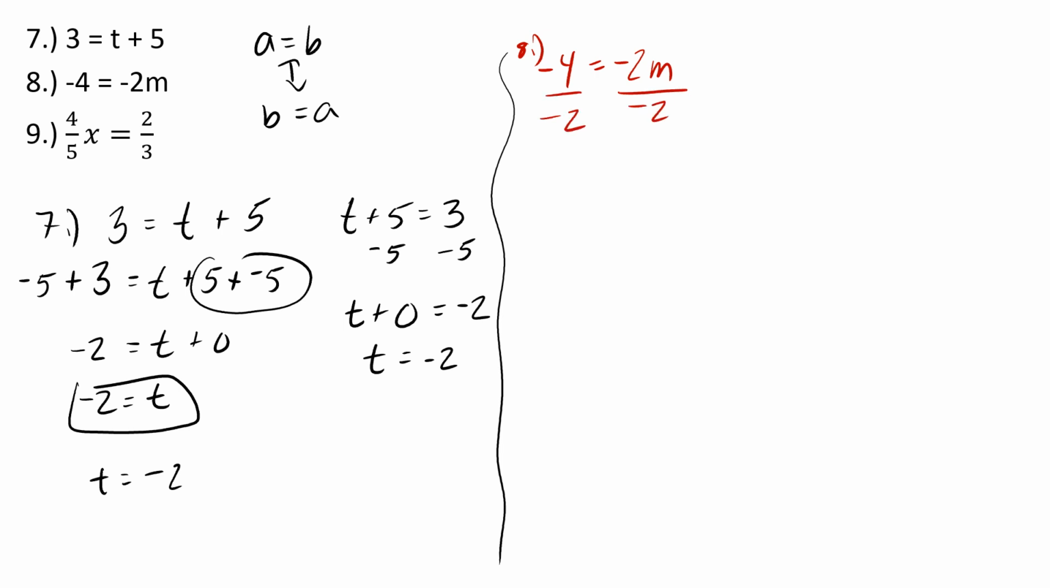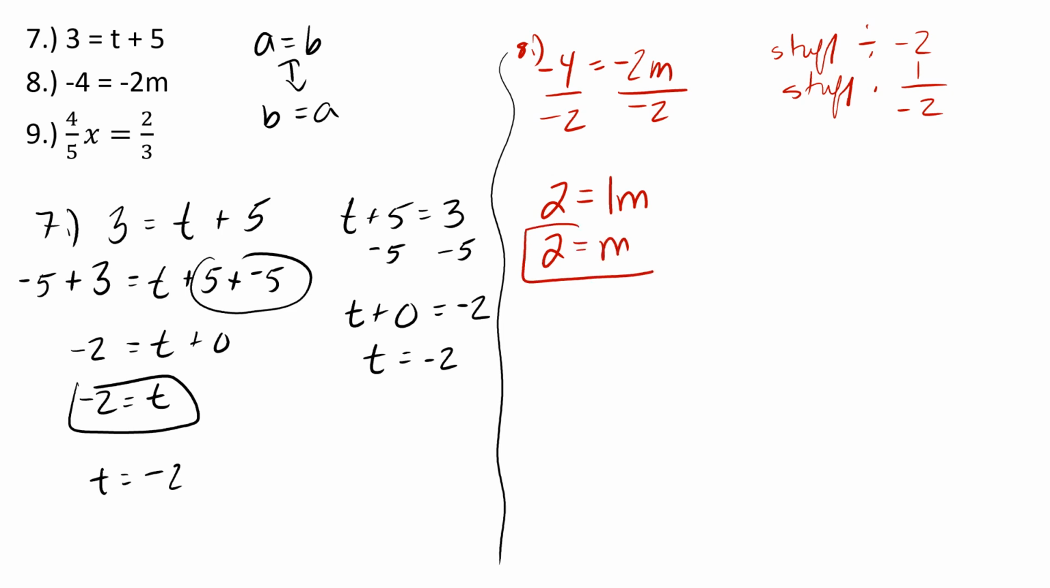Just a quick note: if you have stuff and you divide by negative 2, that is the same thing as multiplying by negative 1/2. So it's the same as multiplying by the reciprocal. Those two things are the same operation. On the left-hand side, negative 4 divided by negative 2 is positive 2. And then negative 2 divided by negative 2 is 1. And so we end up with m is equal to 2.